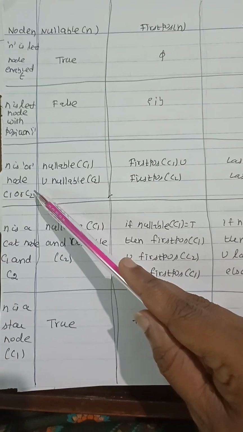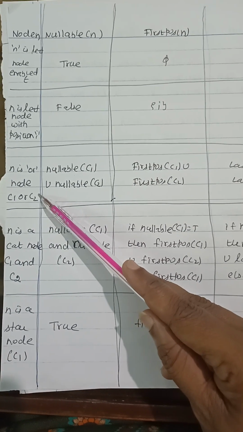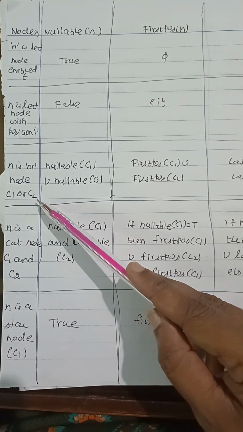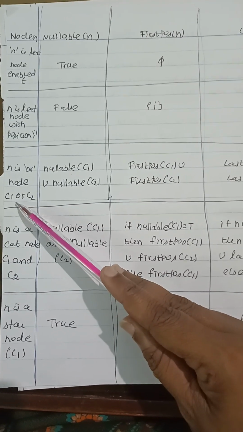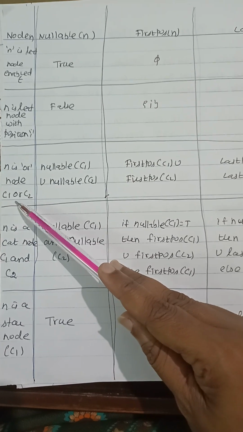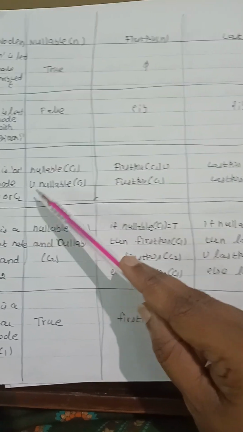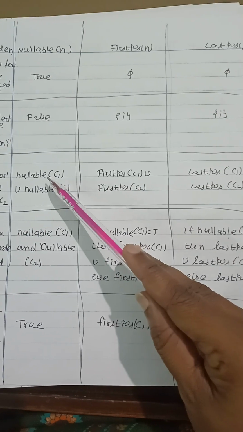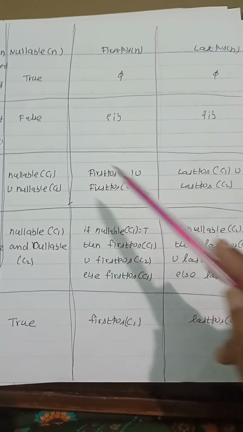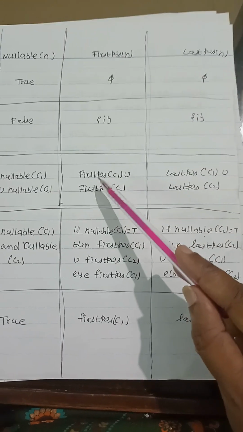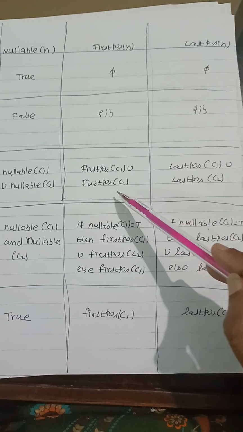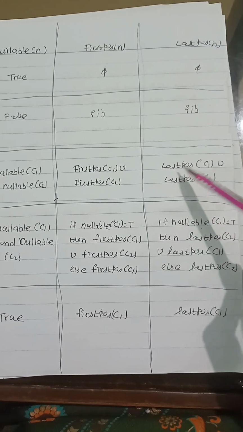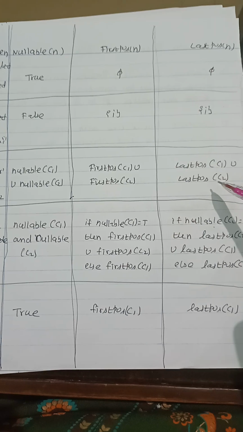First position is going to be the same position i and the last position is also going to be the same position i. And third case is if n is an OR node, for that node there will be two child nodes, the left node is C1 and the right node is C2. In this case, nullable is going to be nullable of C1 union nullable of C2, and first position is going to be first position of C1 union first position of C2, and last position is going to be last position of C1 union last position of C2.